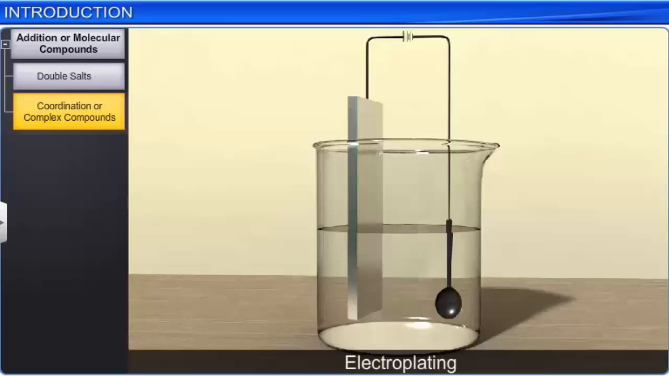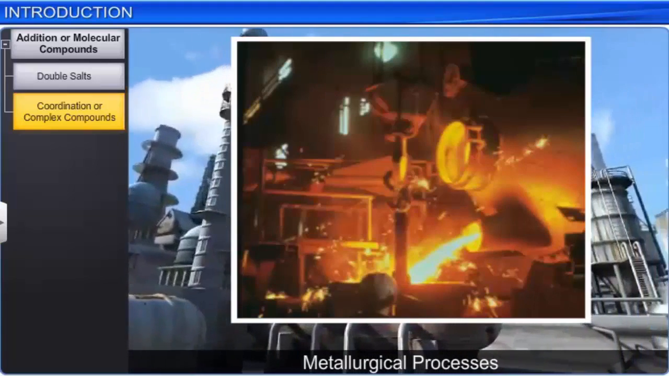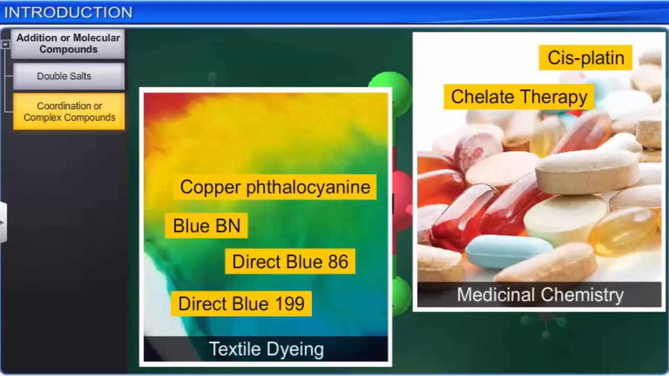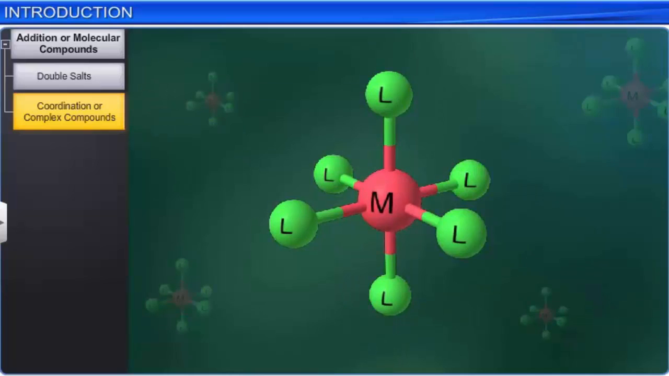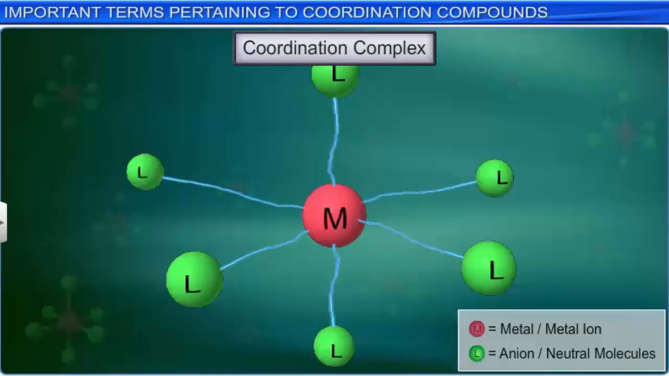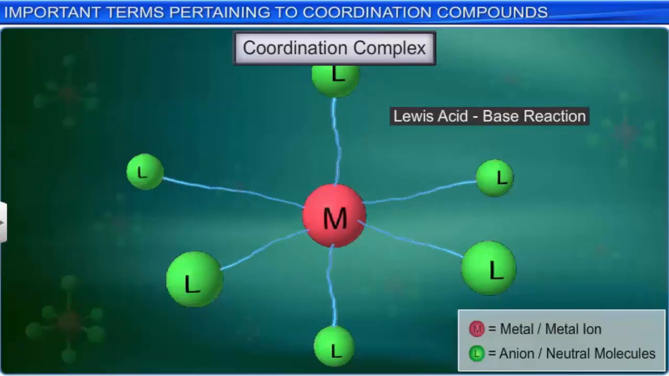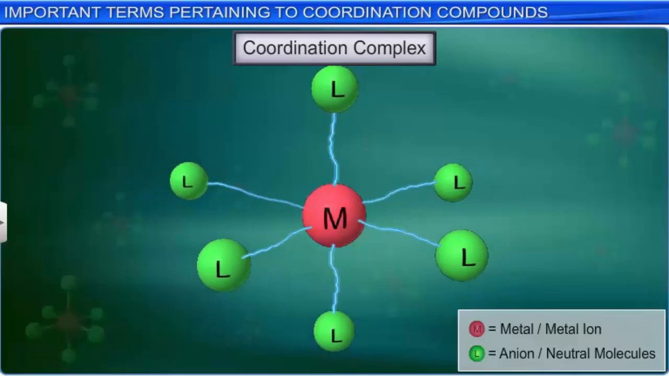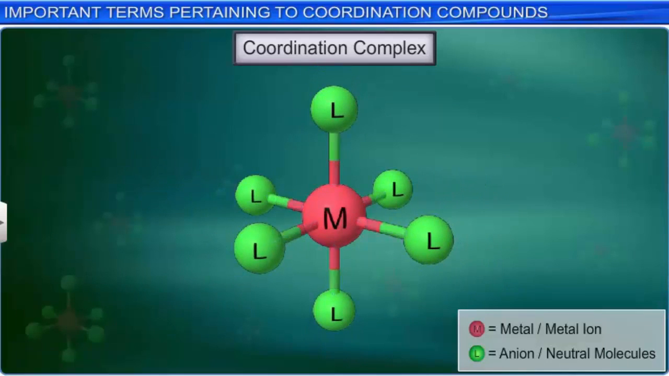Complex compounds find extensive use in electroplating, metallurgical processes, textile dyeing, and medicinal chemistry. Apart from that, they also find applications as industrial catalysts and analytical reagents. A coordination complex is the product of a Lewis acid-base reaction, in which a central metal atom or ion forms coordinate covalent bonds with neutral molecules or anions called ligands.